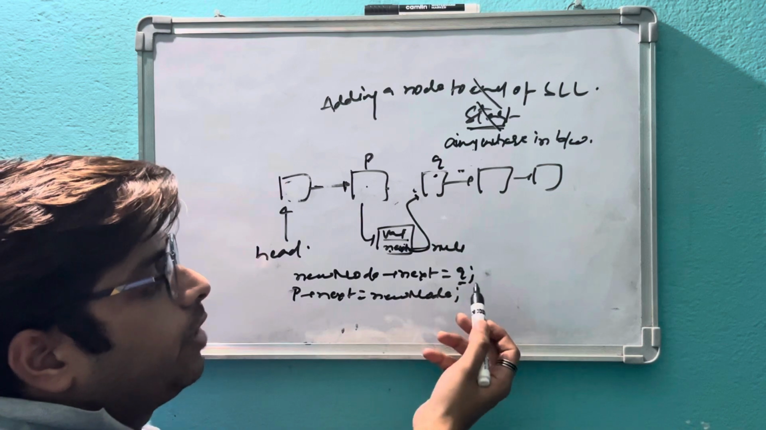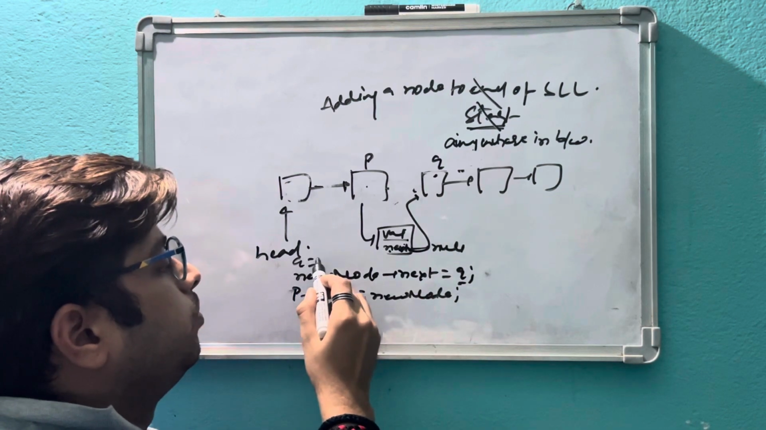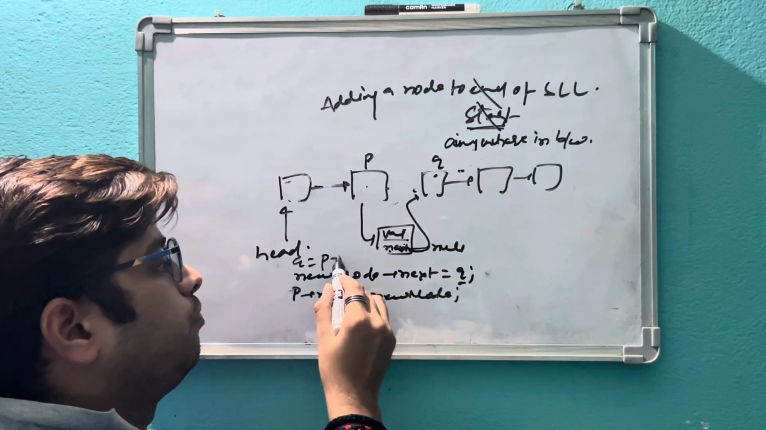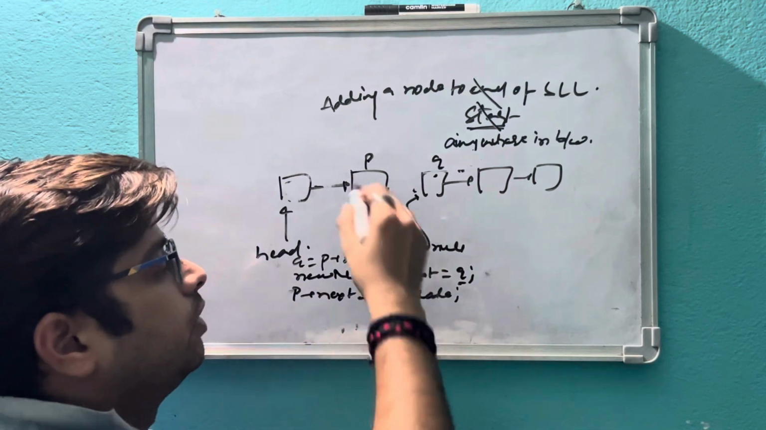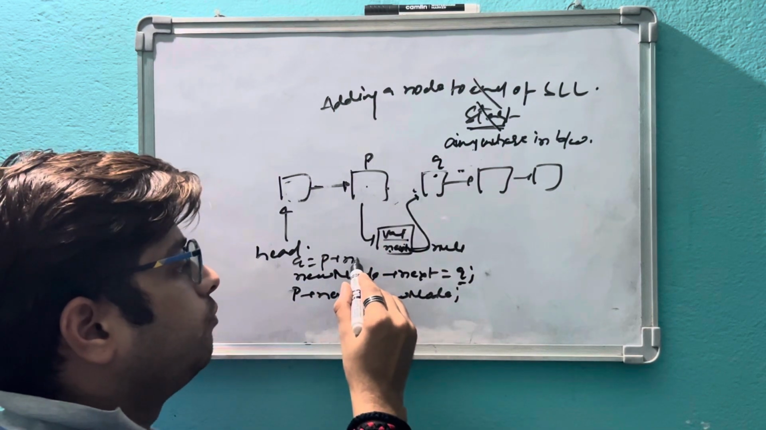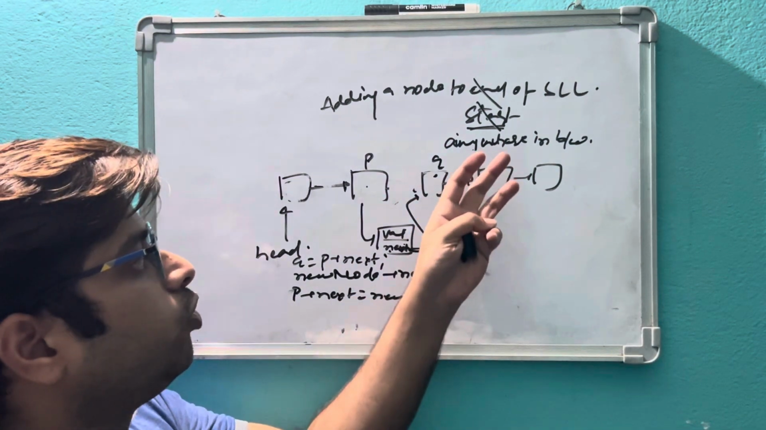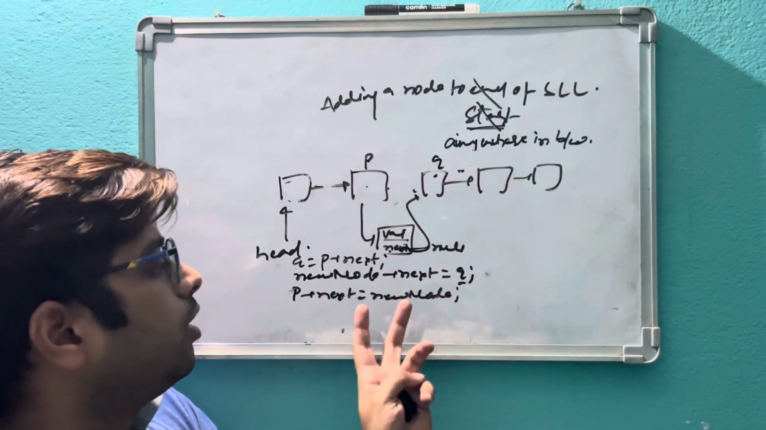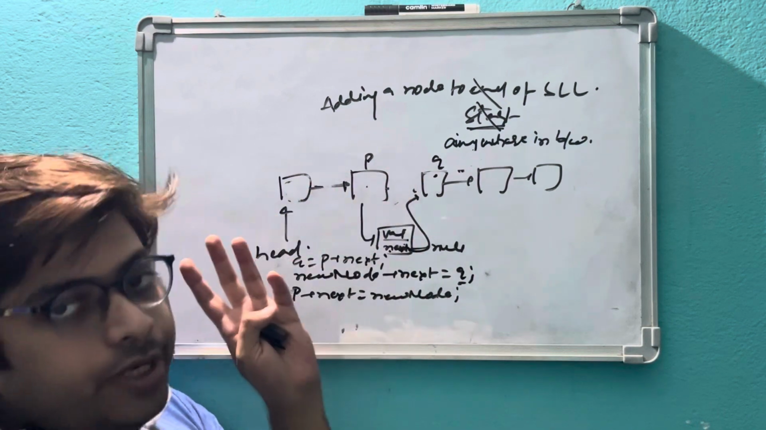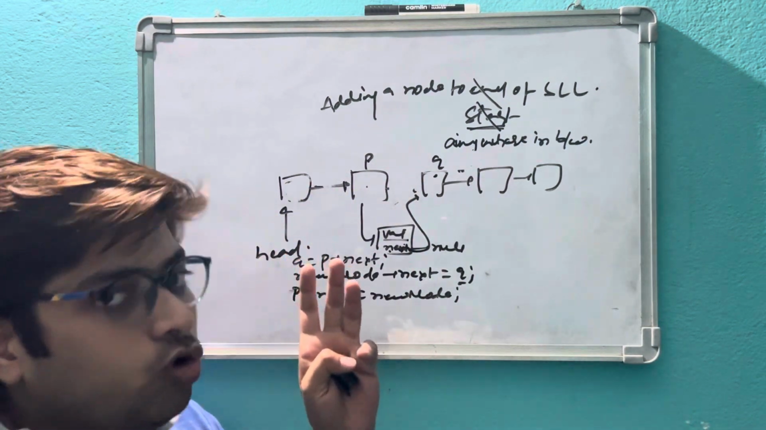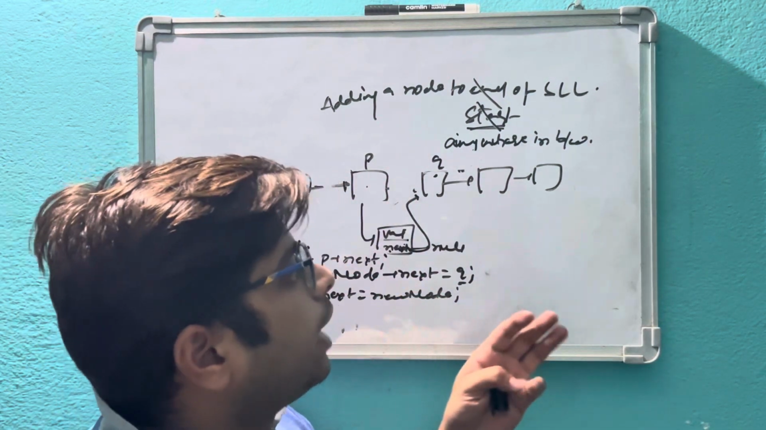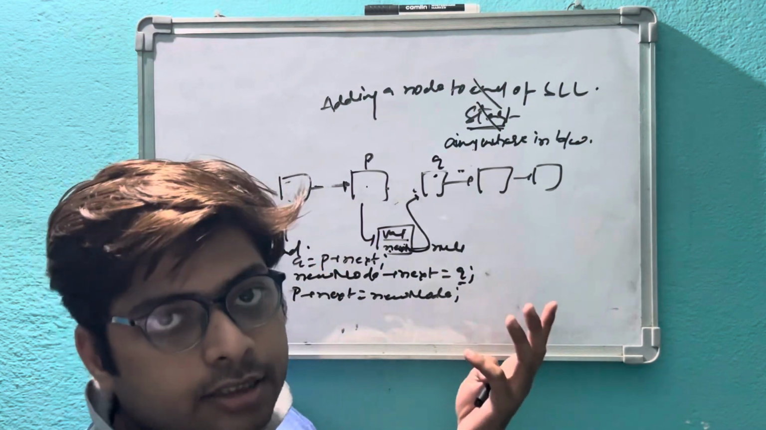How would we determine Q? Q is simply next of P before we have relinked any of the nodes. So in this way we would be able to append a node in between P and Q. So I believe that's all for singly linked list.